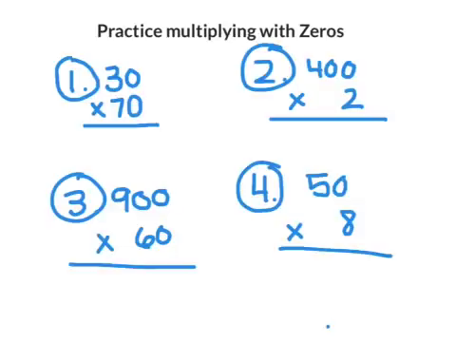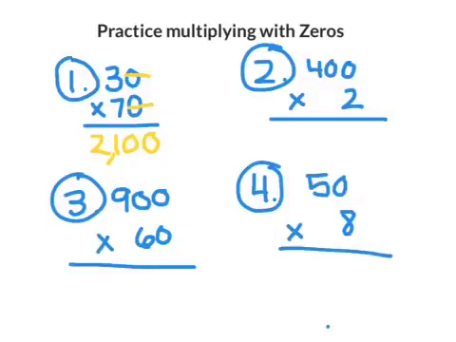Alright, now that you're back, I'm going to show you how we did these. So on this number 1, we are going to cross out the 0 in 30, cross out the 0 in 70. So I'm going to do 7 times 3, which we know is 21, and I have to add 2 zeros back on. So my answer to 30 times 70 is 2,100.